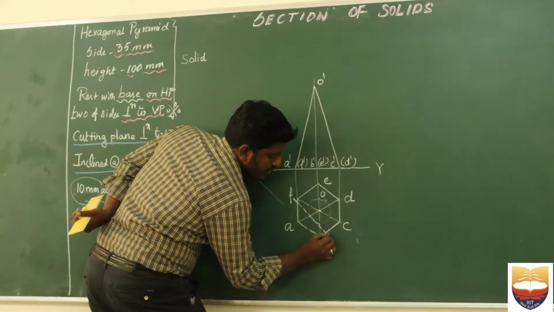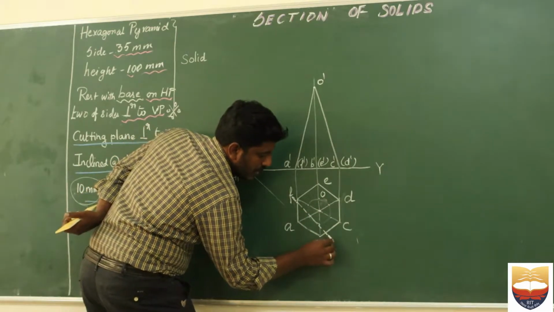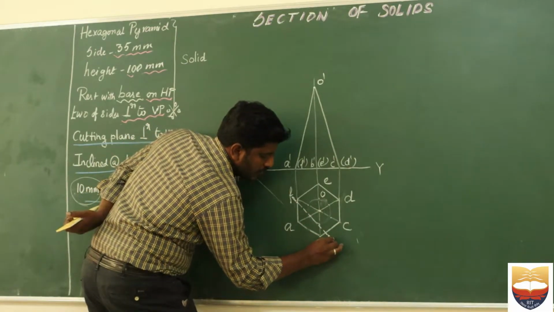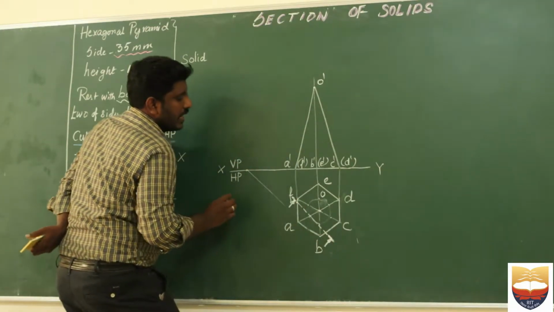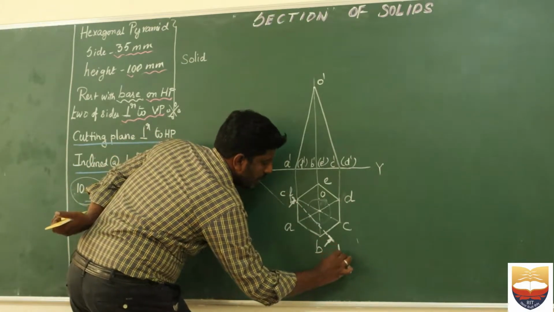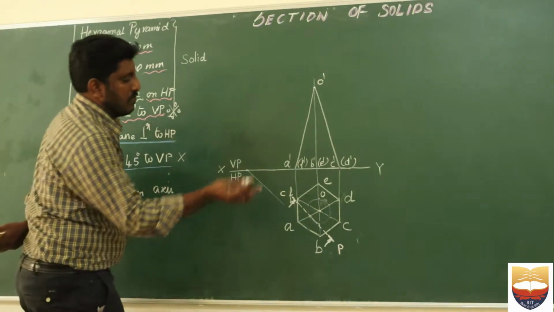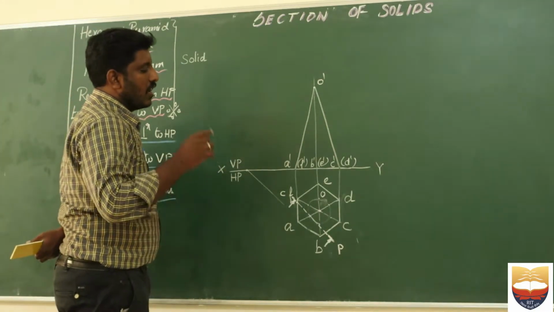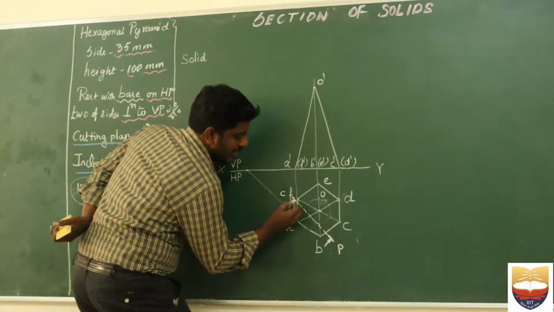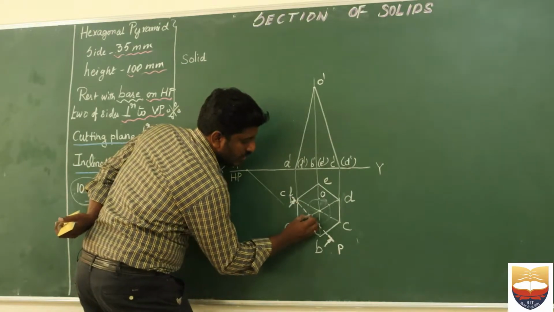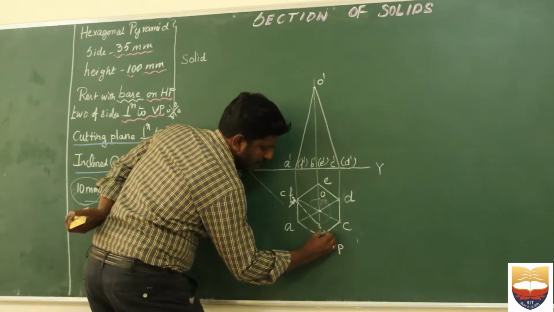So what is happening? The part which is below my cutting plane is getting removed. So here I can name it as a CP. So as per our previous problem what we have discussed, now we have to denote wherever this knife is cutting my object. You can see here my knife is cutting here, my knife is cutting here, and my knife is cutting here.